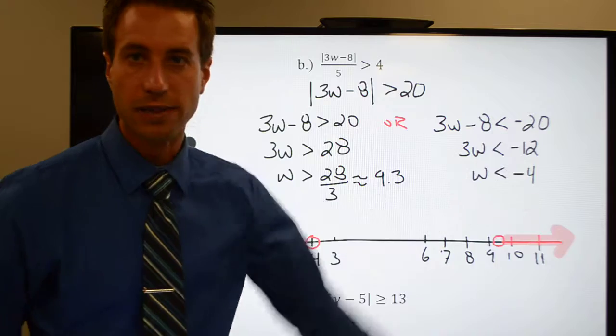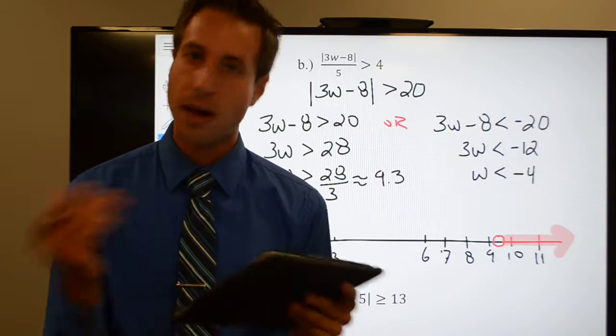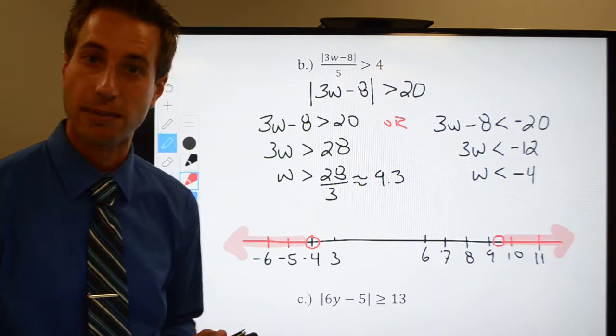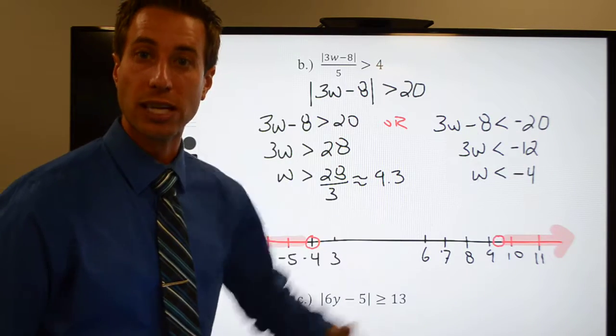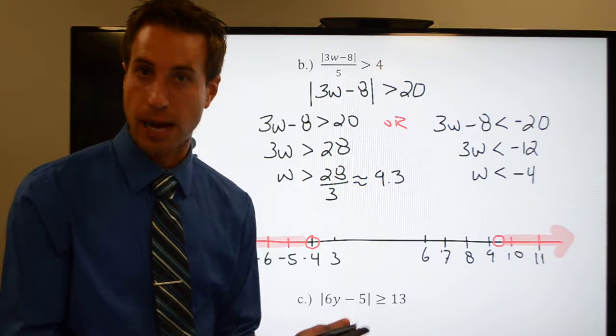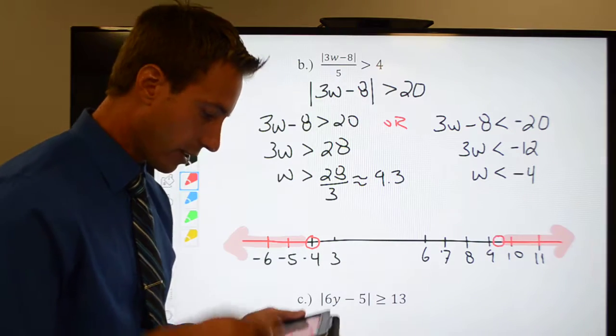Only one of these inequalities can be true at a time. They both can't be true at the same time. There is no real number that satisfies both inequalities at the same time. That's why it's or. Okay, let's try another one.